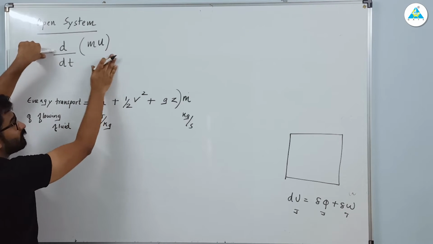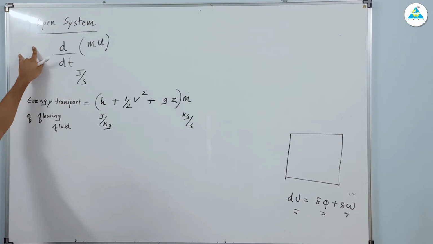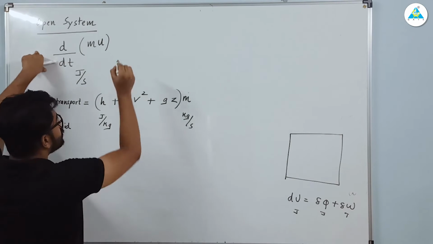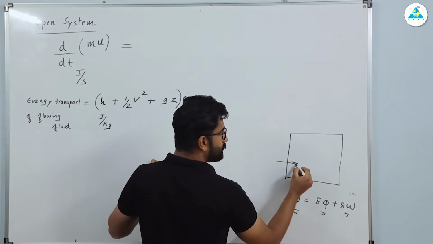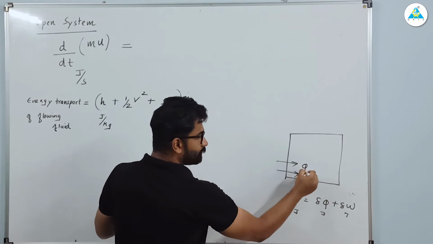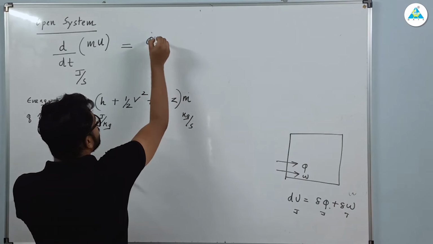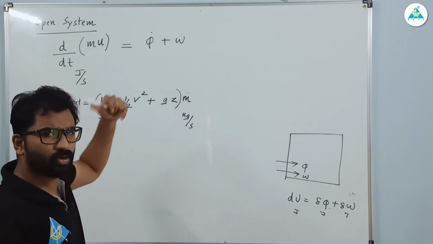So the unit of this equation is joule per second. No problem. The rate of whatever change inside the open system is due to what? One reason for the open system is again heat and work, same as that of closed system. So I am saying this is heat, this is work. Why have I represented it as q dot and w dot?